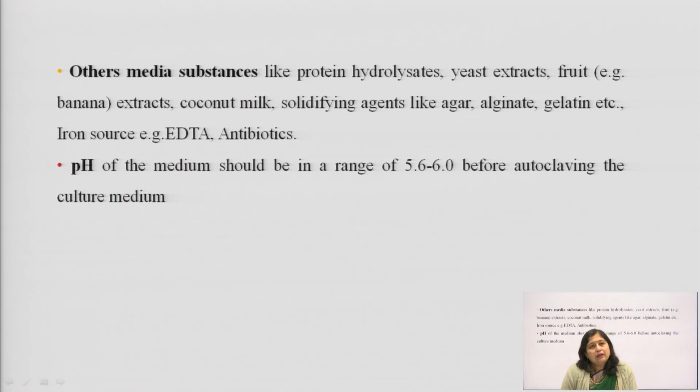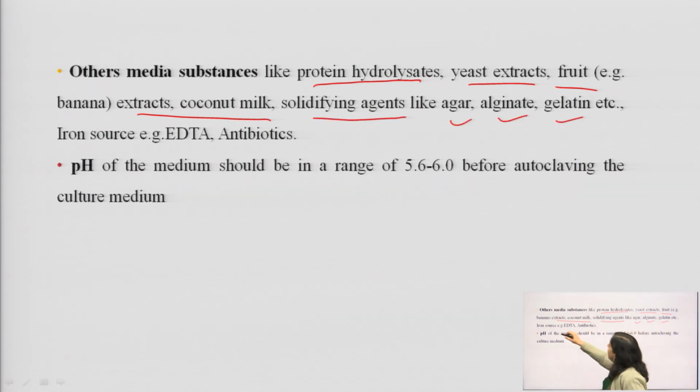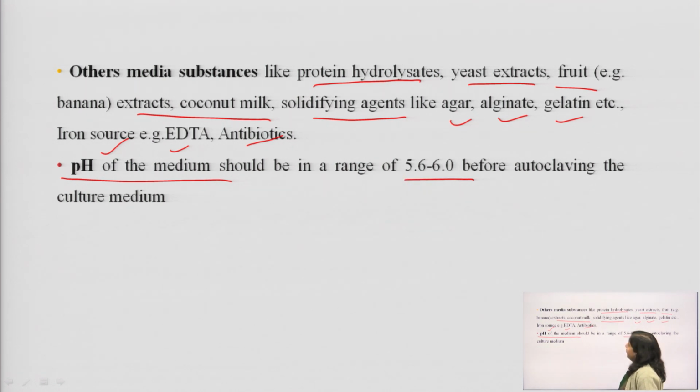Other than that, many times the things which are added are the protein hydrolysates, yeast extracts, fruit extracts, coconut milk, solidifying agents like agar, alginate, gelatin, iron source, EDTA and antibiotics. The pH of the medium should be in a range of 5.6 to 6 before autoclaving the culture medium.